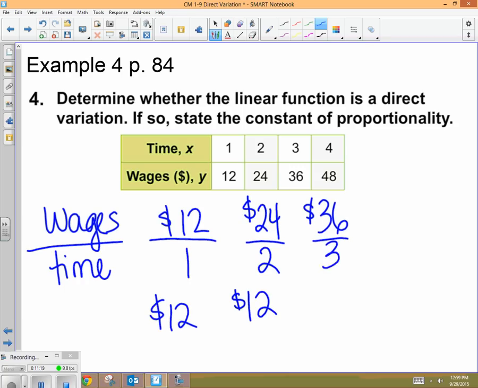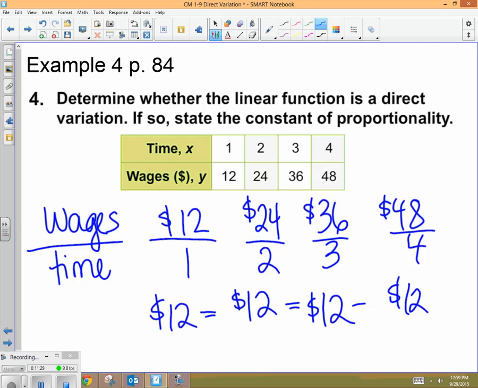$36 for 3 averages out to $12. 48 over 4 averages out to $12. Since they are all equal to each other, you can see that there's a constant of proportionality. Since the ratios are the same, the direct variation is evident. The constant of proportionality is 12 over 1.